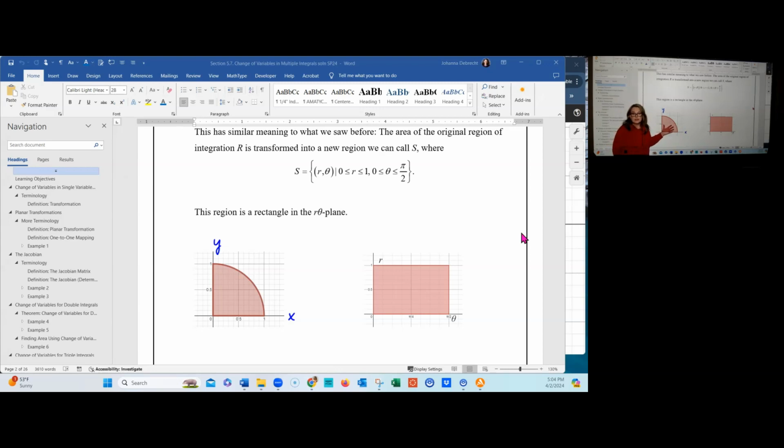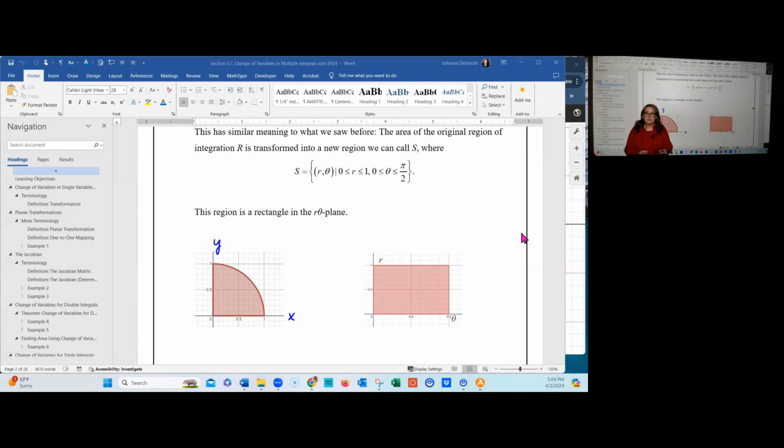Now I can integrate over it in the rectangular system. It's a little bit difficult. It's easier to do in the r theta system. Why would it be easier? Well, we know from what we've done in the polar coordinate system that r here is varying from 0 to 1. We also know that theta is varying from 0 to pi over 2. But that means that r has limits of integration that are actually just constants.